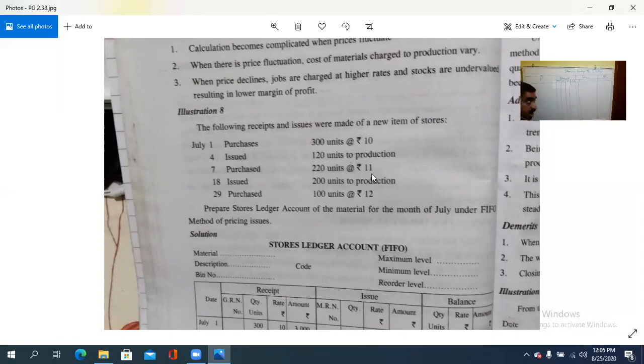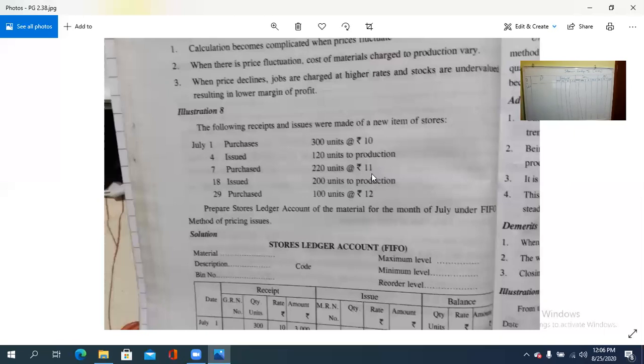Issue: MRN, material returned. Then quantity, rate, amount. Then the balance quantity, then rate and amount. So first, particulars: purchase. Purchase means receipt. So put the date also, that is July 1. In this way, you people need to do the FIFO for the next problems. This is compulsory, so ask questions.